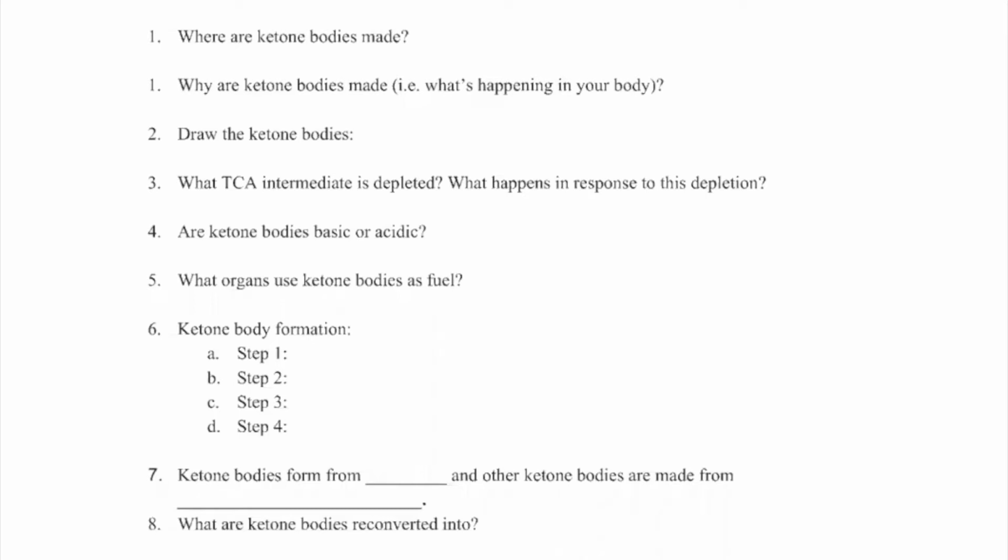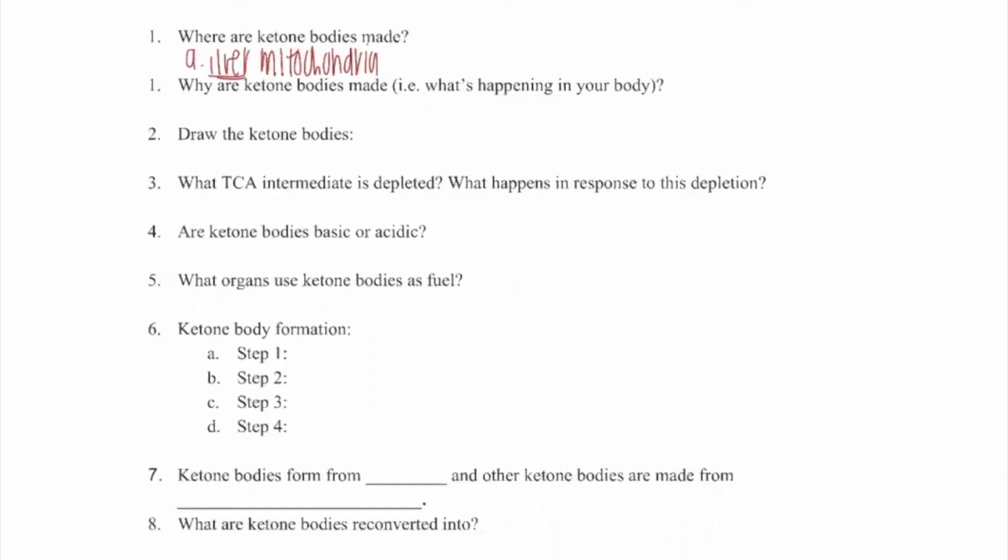The first question is asking us where ketone bodies are made. You should have an idea of where these molecules are being made: in the liver mitochondria. By this time in the course, you should be able to see a pattern. A lot of these processes that you have been learning are happening in the liver. That means that the liver is a very important organ in our body.